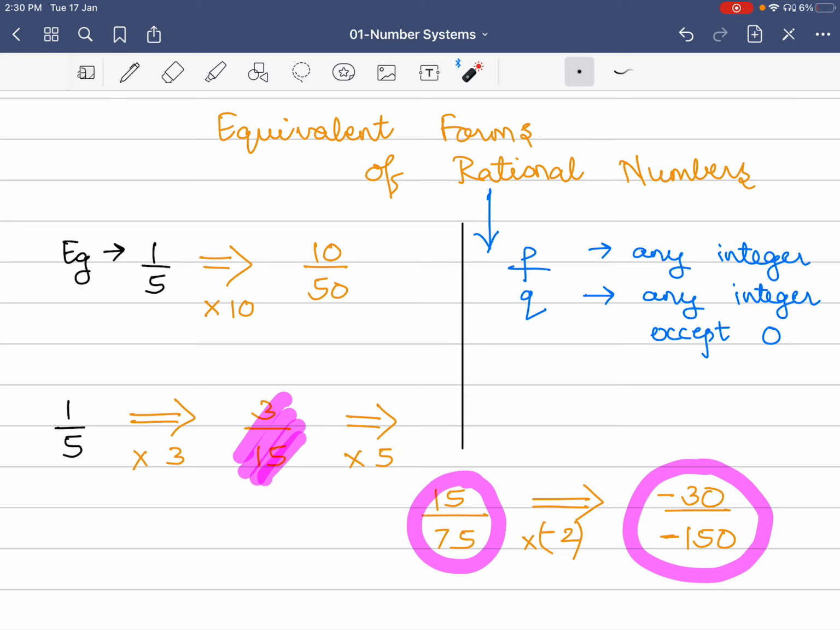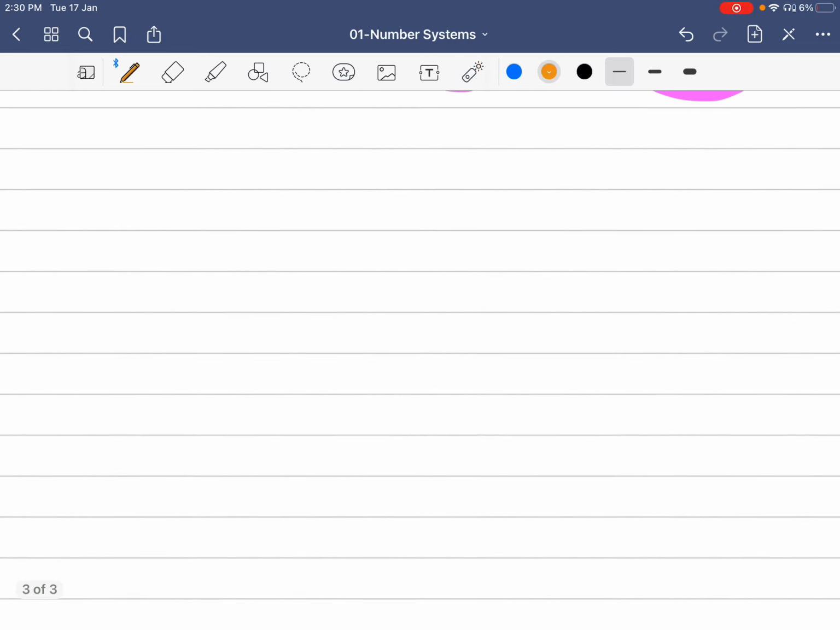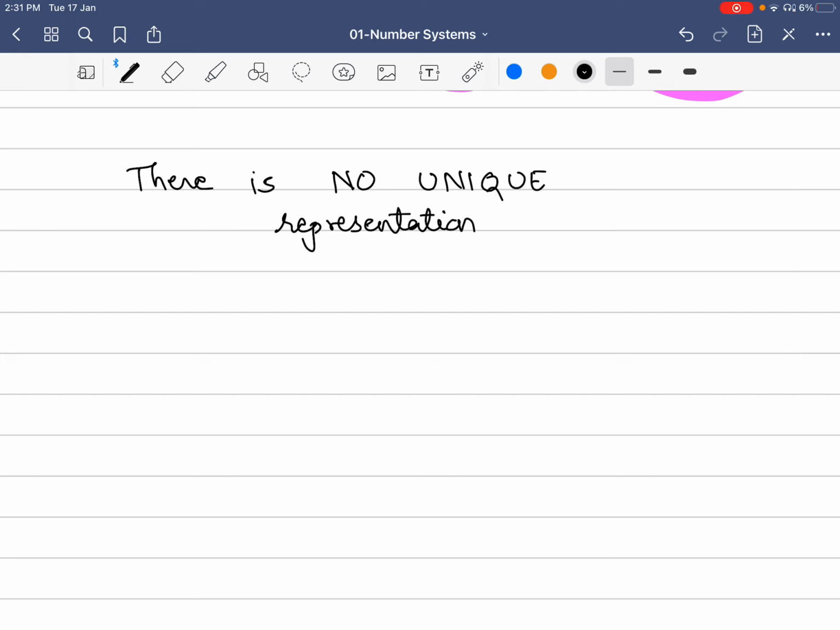So this is the concept of equivalent forms of rational numbers. All these rational numbers are equal to each other. They are equivalent to each other, just represented in different forms. So the important idea, which I'm going to write down here, is that there is no unique representation of a rational number. There is no unique representation of rational numbers.